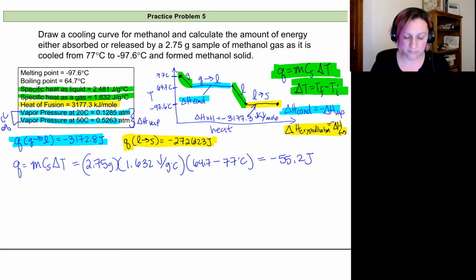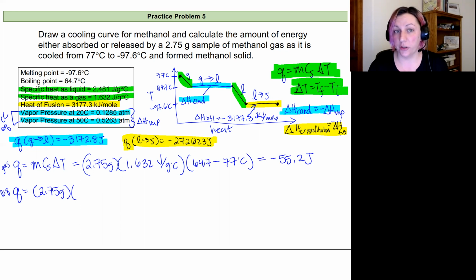Great. Now I need to do the same process for the liquid. So the heat for the liquid, again, using the same equation. So here's gas, here's liquid. It's going to be equal to that 2.75 grams times, this time the specific heat is larger. It's 2.48. So it takes more heat to cool the liquid, or it releases more heat as it cools the liquid than it would the gas. So that's going to be my 2.481 joules per gram degrees Celsius. And I'm then going to multiply that by the change in temperature.